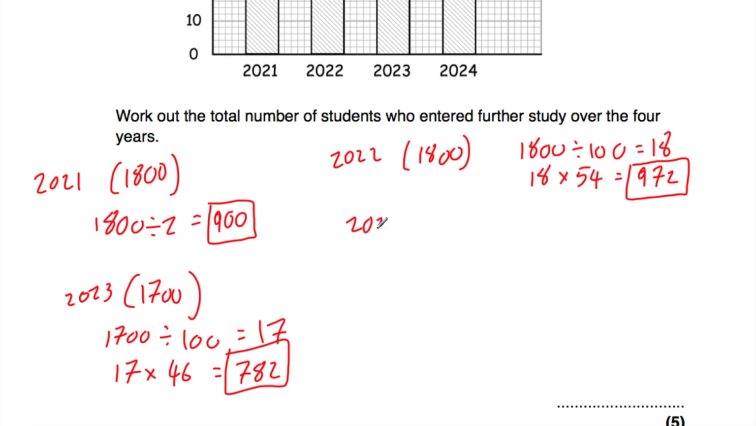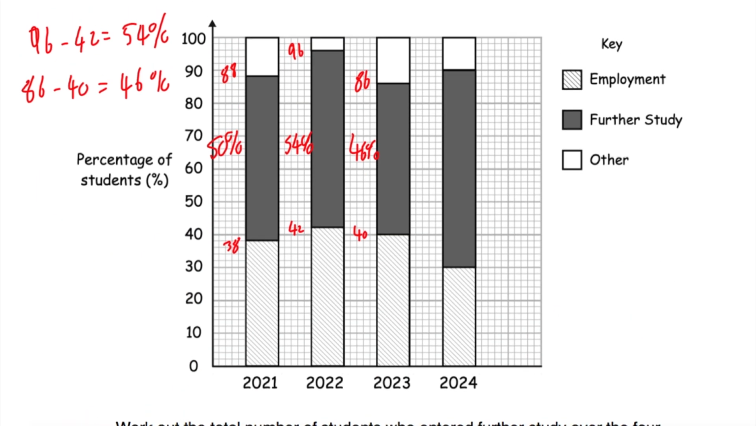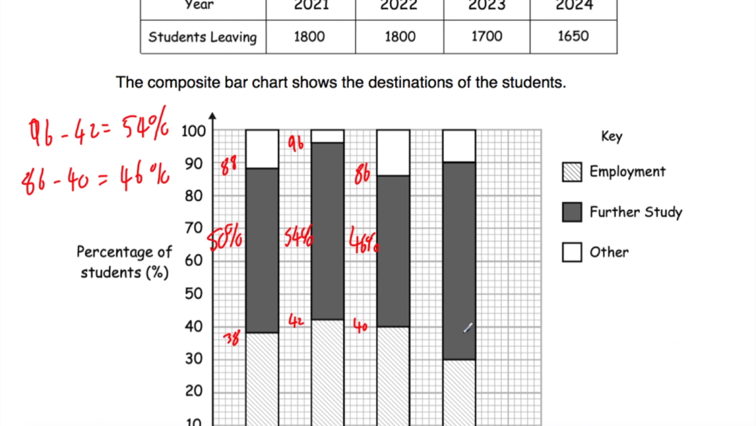And finally 2024. And in 2024, there's 1,650 leavers, people leaving school. And let's find the percentage. So here we've got 30%, and here we've got 90%. So 90 take away 30 is equal to 60. So that means that 60% of the students that left school in 2024 went into further study.